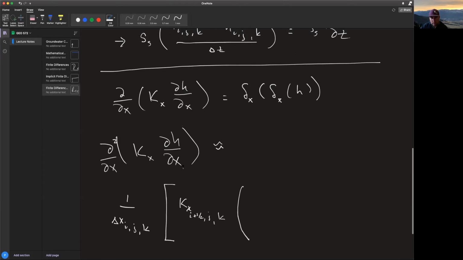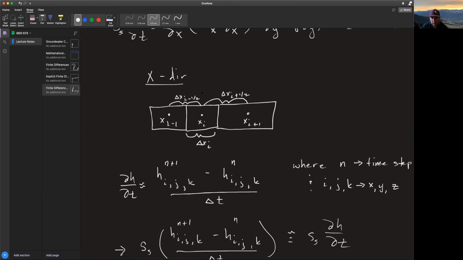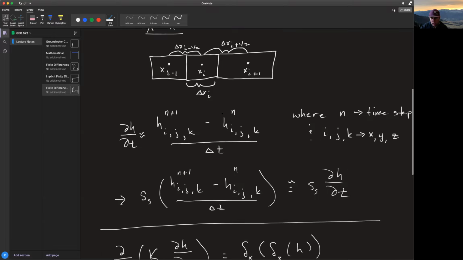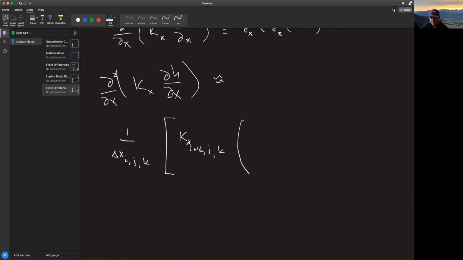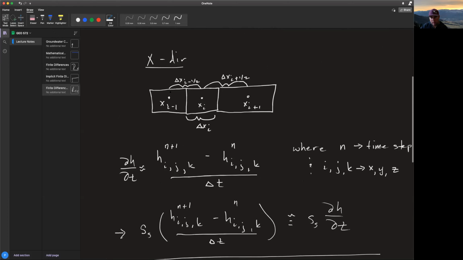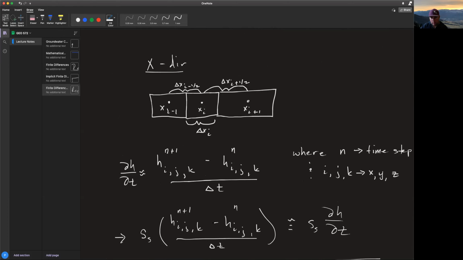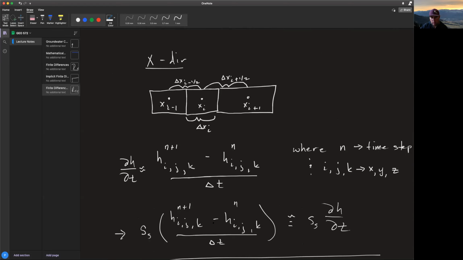So this is the hydraulic conductivity here, or the average hydraulic conductivity of the i plus the i plus 1 cells. All right, so it's this upstream average hydraulic conductivity times, we're going to do the finite difference operator of dh/dx here. All right, and it's going to be the upstream one. So we're going to be looking at the difference in heads between these two nodes.